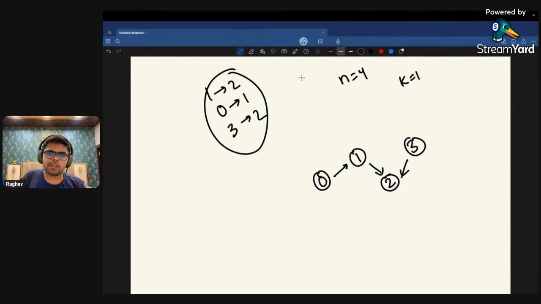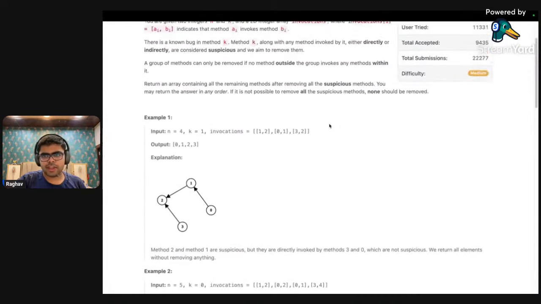So method 1 is faulty, this one is the faulty one. All the methods which are invoked by this method directly or indirectly would also be faulty. So method 2 would also be faulty, right? Thus we would like to remove both of these methods from the set of all the methods.